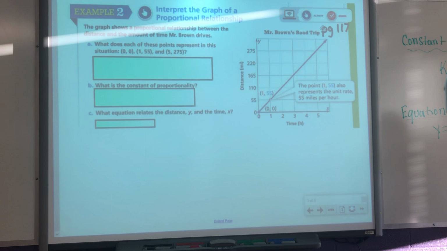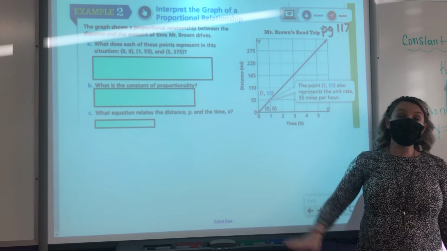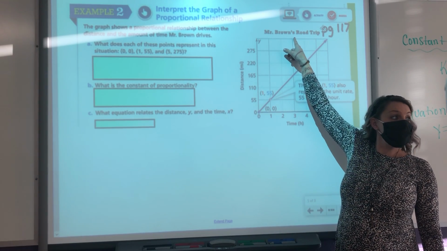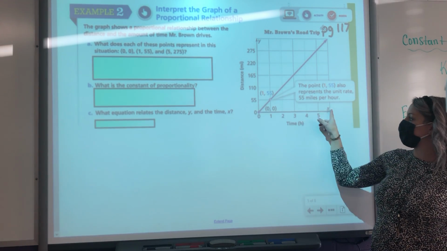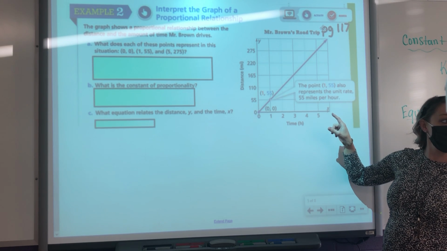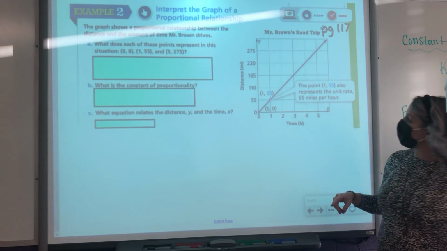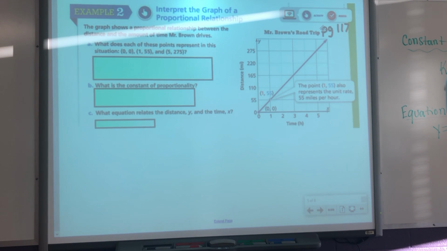So the graph shows a proportional relationship between the distance and the amount of time Mr. Brown drives. Looking at our graph, there are some things I want you to notice. We've got a title, Mr. Brown's road trip. We've got our independent variable, which is our x-axis, the time in hours. Is our x the independent variable? X is always independent. Yep, absolutely. And then our y here, that's our dependent variable, which is our distance in miles. So just looking at the graph, what are some things that you notice?